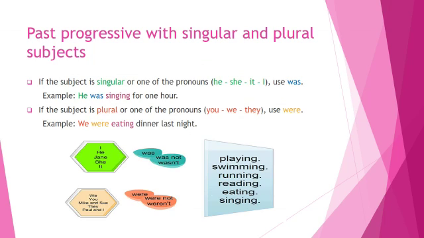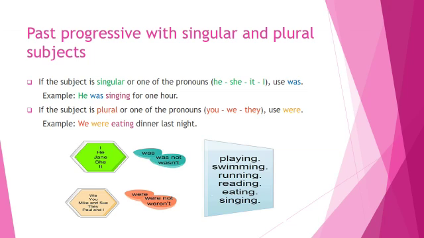Now, past progressive tense with singular and plural subjects. If the subject is singular or one of the pronouns like he, she, it, or I, we have to use was. For example, he was singing for 1 hour. If the subject is plural or one of the pronouns like you, we, or they, we have to use were. Example: we were eating dinner last night.